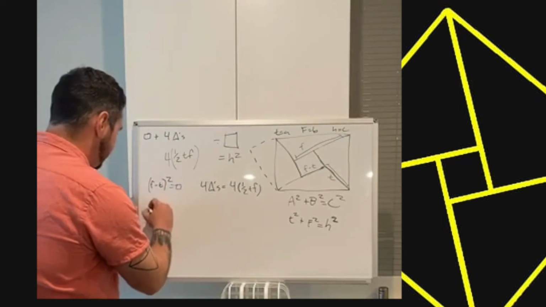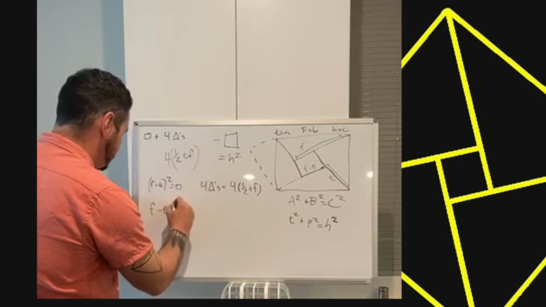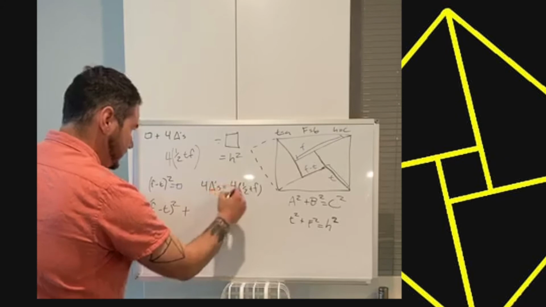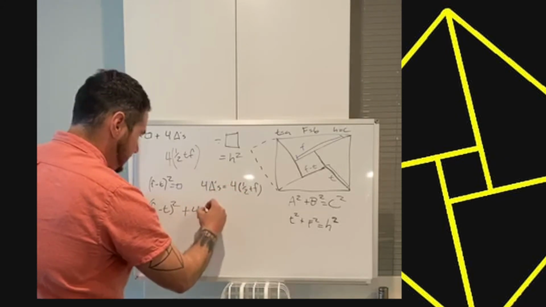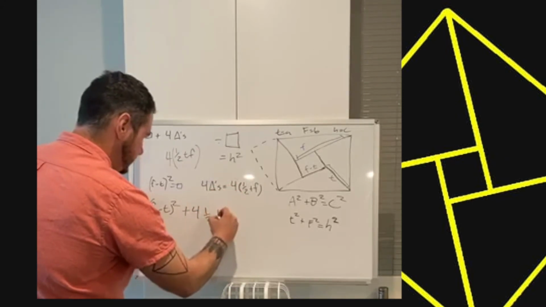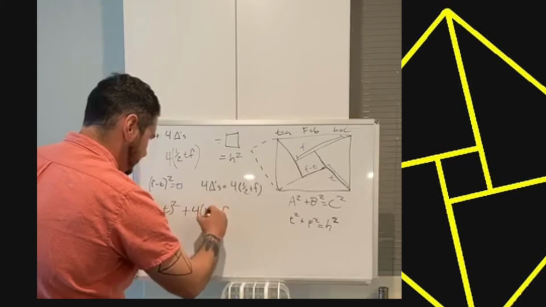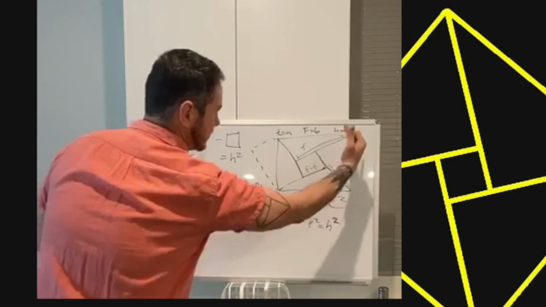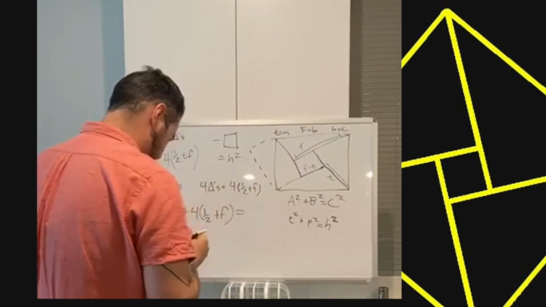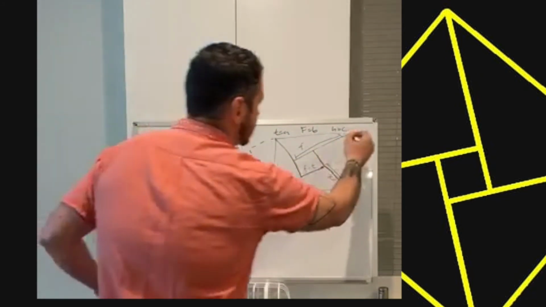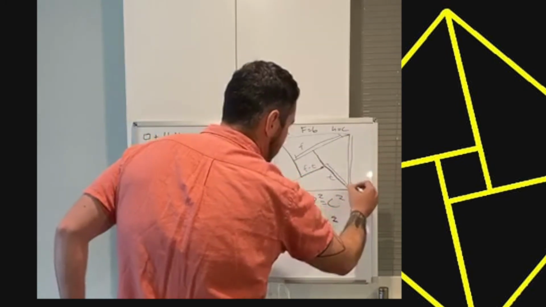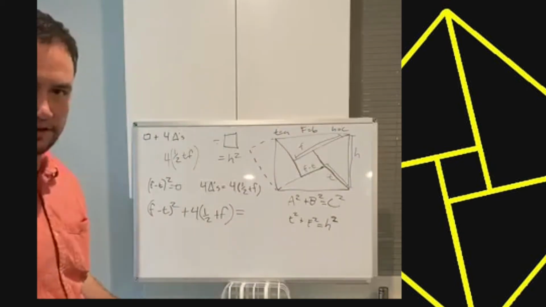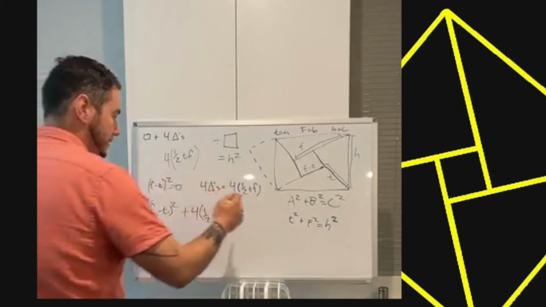You get F minus T squared plus 4 triangles, which is 4 times 1/2 TF, equals hand squared. Remember, that was the long length, it's going to be hand. So let me write that off to the side too. This long length is H. Alright? Long length is H squared.